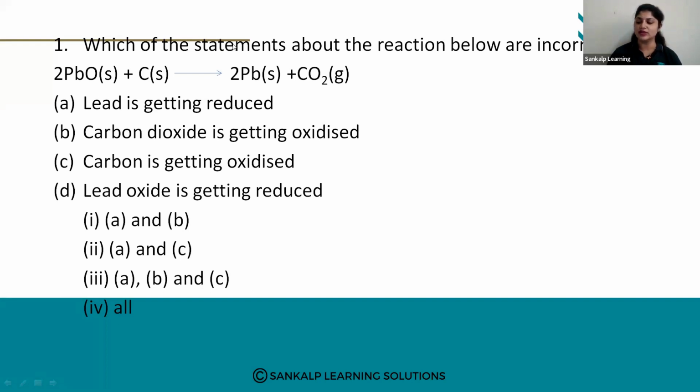So these are the options. 1: A and B; 2: A and C; 3: A, B, and C; and 4: all. You have to tell which among the following is incorrect. Can you tell the answer? Seeing the reaction, you have to tell which among the following is incorrect.